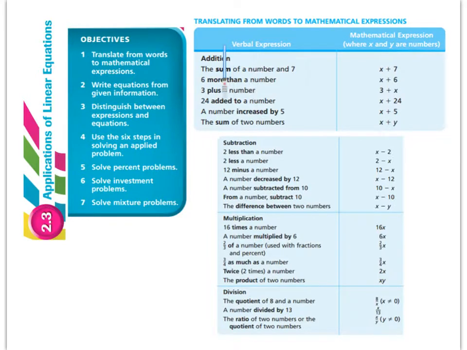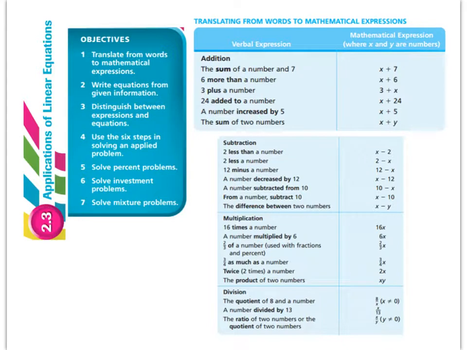Here on this slide, looking at translating from words to mathematical expressions. So you can see, of course, the verbal expression over here, and then the mathematical expression. I'm not going to read through all of these. You could, of course, pause and take the time to read through each of those if you want. I will highlight the subtraction and division ones. Those are the problems people tend to struggle with.